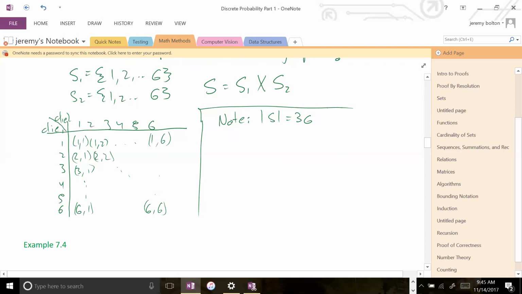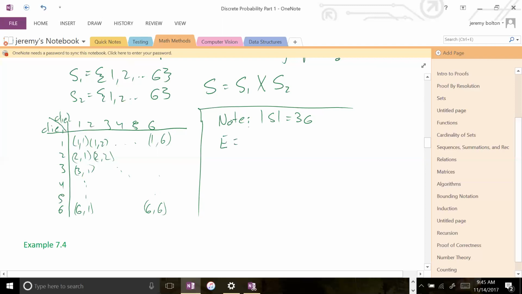It helps us to wrap our minds around it and feel comfortable with our answer, because we'll be able to just simply count and see. So here, though, we could also just rely on our knowledge of the Cartesian product, and so therefore we know that S has a cardinality of 36. Right. What about the cardinality of E?